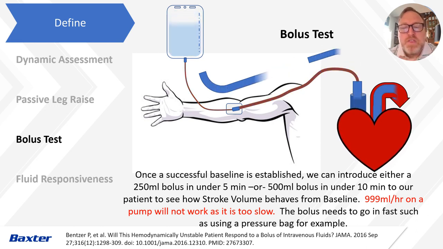One thing I really want to point out here is that 999 on a pump will not work. It's just too slow. We need that bolus to go in really, really fast. So the bolus needs to go in under a pressure bag or something like that to get it in fast. That's usually a pretty popular choice.